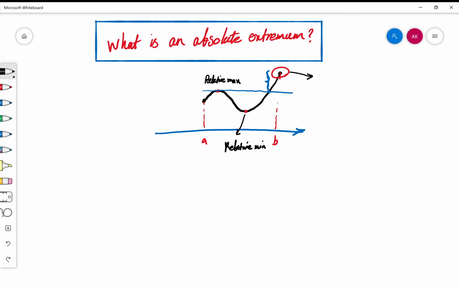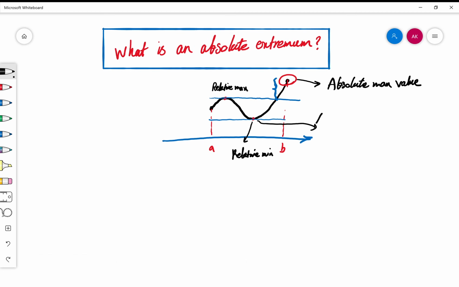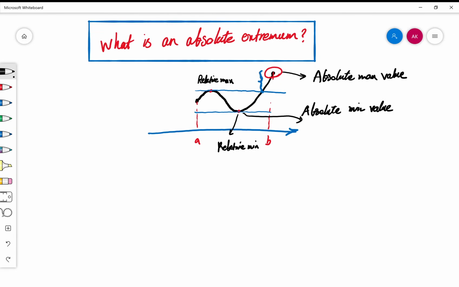So this is absolute max value. How about absolute min value, meaning what is the smallest value of the function on this interval? Well, if you look again a little bit closely, you notice that this relative min actually is the smallest value. So in this case it happens that the point here, the relative min, is actually the absolute min value of f on that interval. So this shows that a relative max and relative min need not be the absolute ones. They can be, and this is an example.